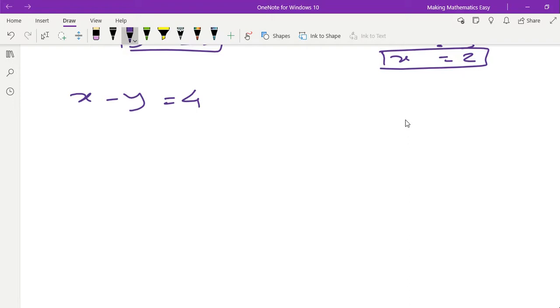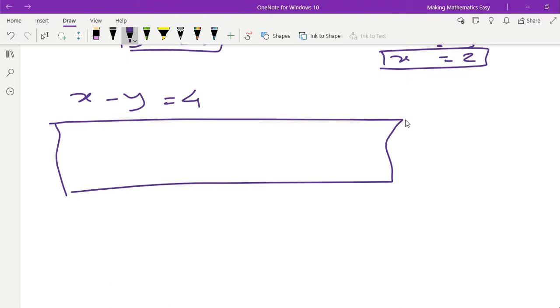So my second equation is, where is my pen? Yeah, my second equation is x minus y is equal to 4. So in a similar way I will be drawing a table over here. I need to take a minimum of 3 values. If you want to take more than that, it is okay, there is no problem with that. So let us take the value of x. I want to take the value of x as 1.